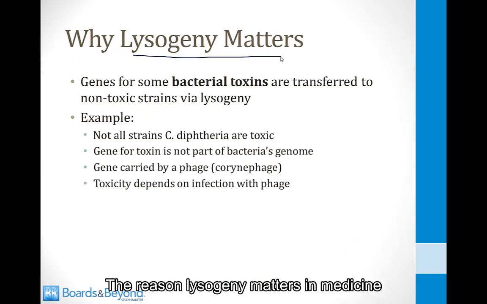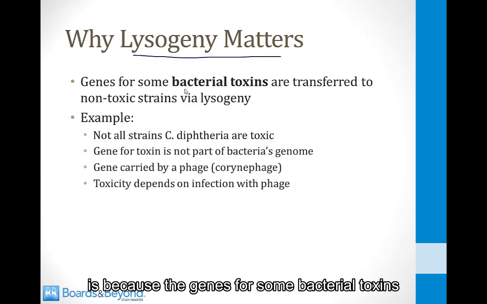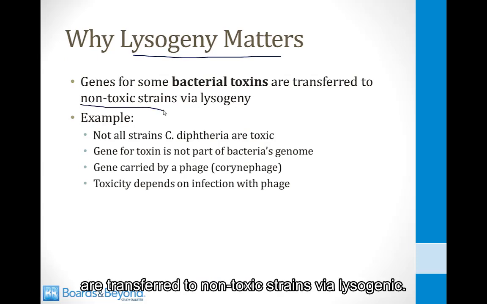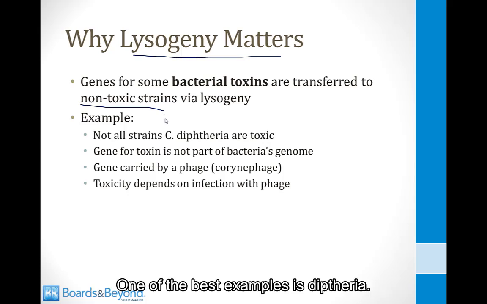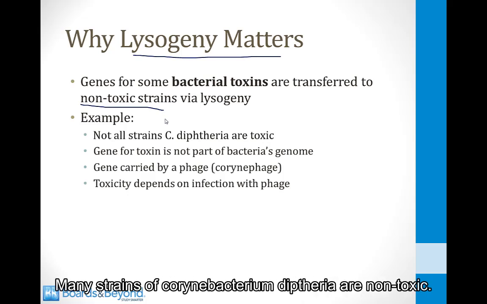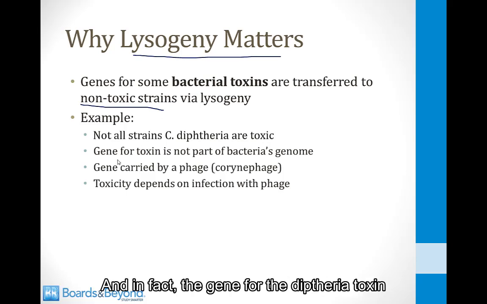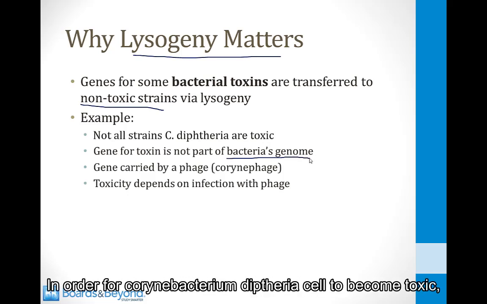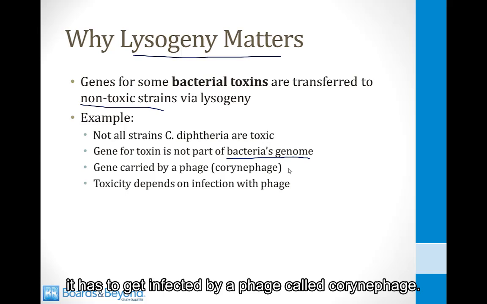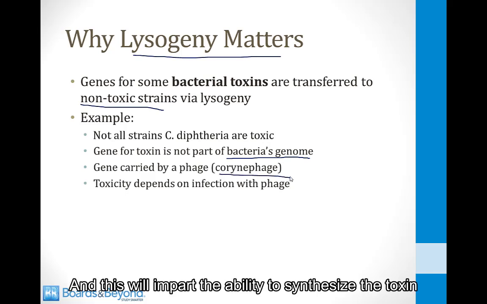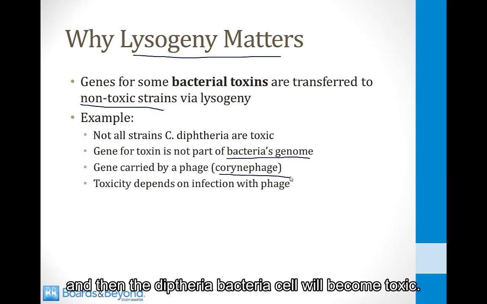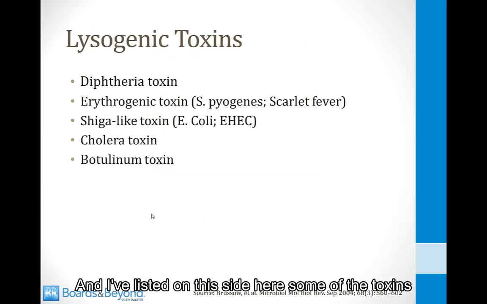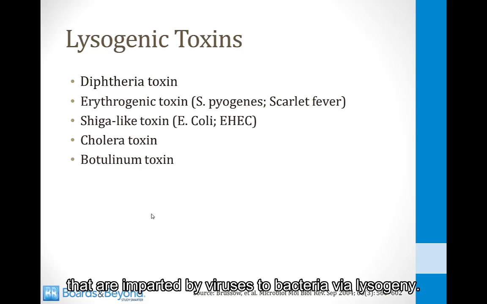The reason lysogeny matters in medicine is because the genes for some bacterial toxins are transferred to non-toxic strains via lysogeny, and one of the best examples is diphtheria. Many strains of Corynebacterium diphtheriae are non-toxic, and in fact the gene for the diphtheria toxin is not part of the bacteria's normal genome. In order for a Corynebacterium diphtheriae cell to become toxic, it has to get infected by a phage called a corynophage, and this will impart the ability to synthesize the toxin, and then the diphtheria bacteria cell will become toxic.